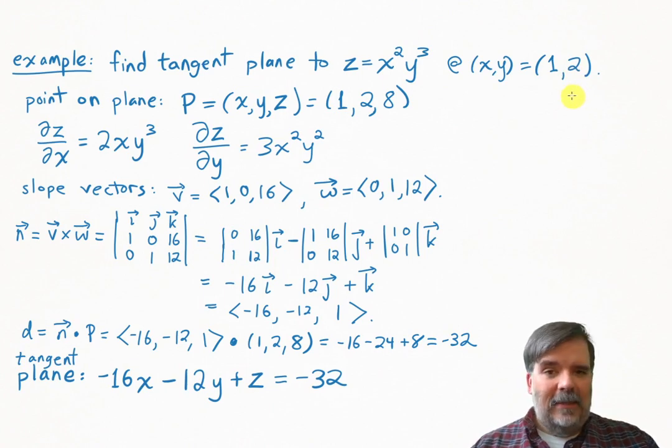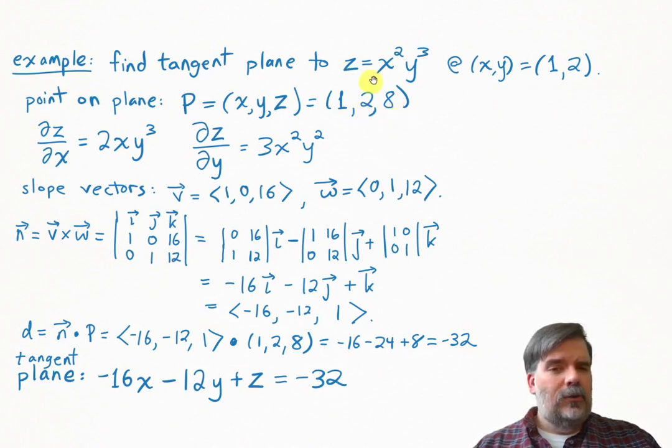To get the point P, with coordinates x, y, and z, we're given the values of x and y, and then we need to calculate the value of z from the equation of the surface by plugging in the values of x and y. So we know that a point on this plane is (1, 2, 8).